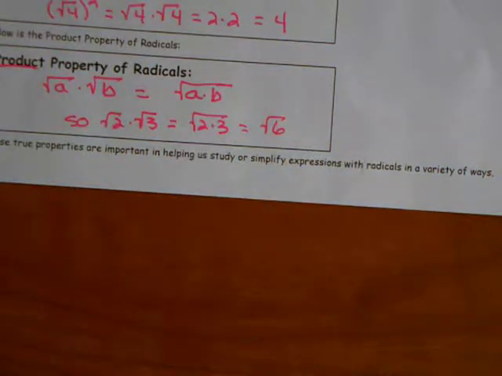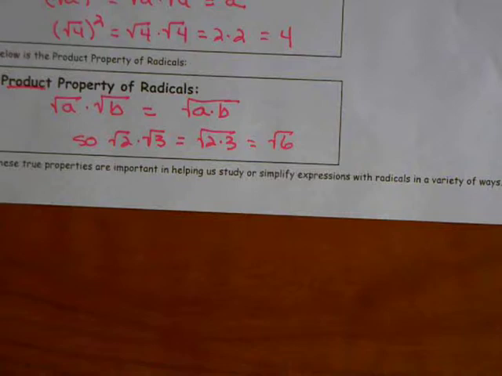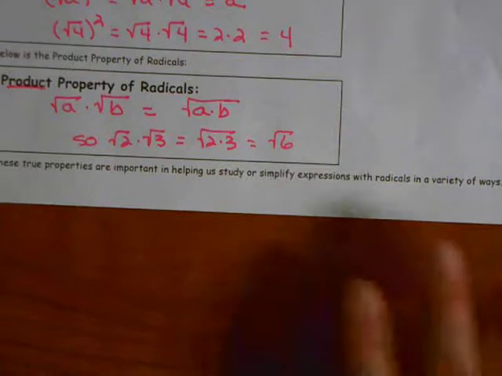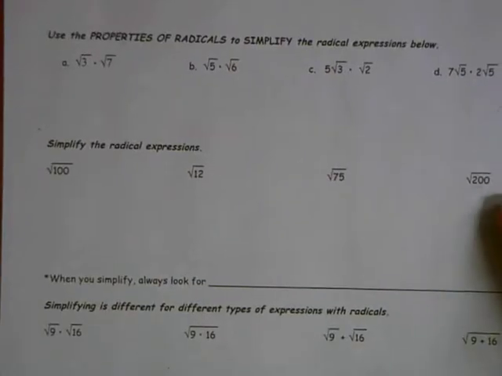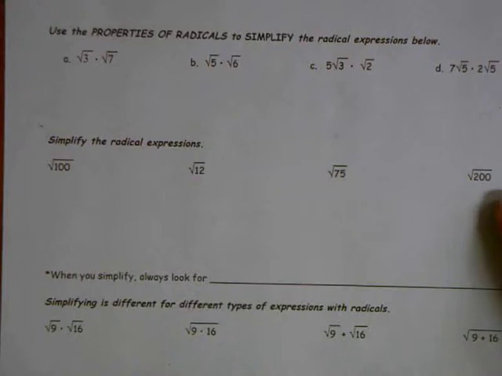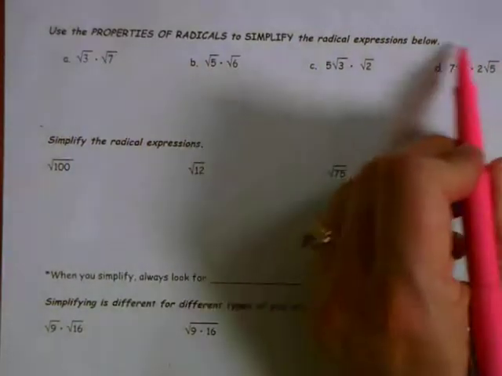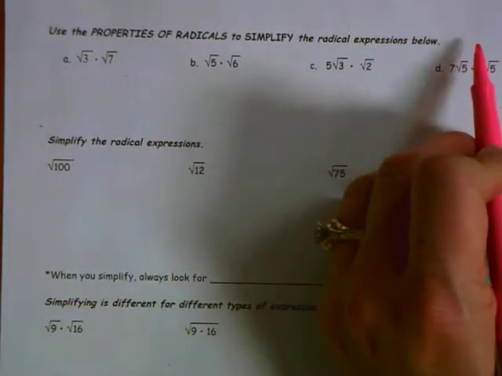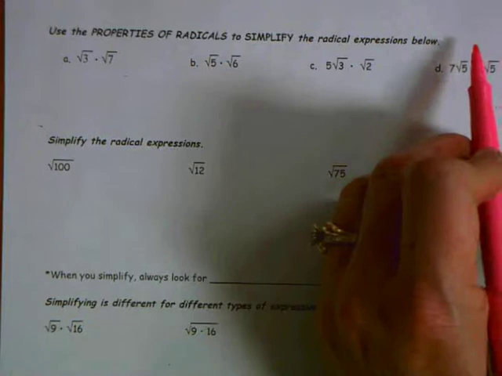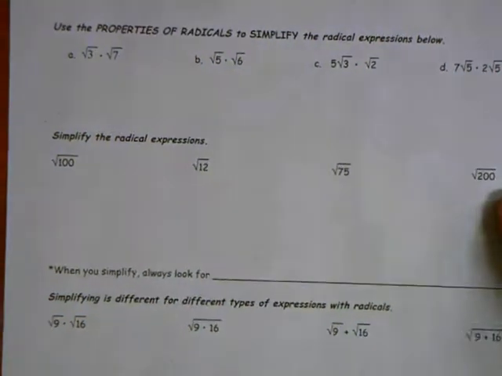These two properties are important in helping us study or simplify expressions with radicals in a variety of ways. So that's what we're going to do on the back side of this. So flip it over. Okay. All right. Using the properties of radicals to simplify the radical expressions below. Notice there's no mention of leaving your answer in decimals, so we're not going to do that. We're just going to leave it in radical form.